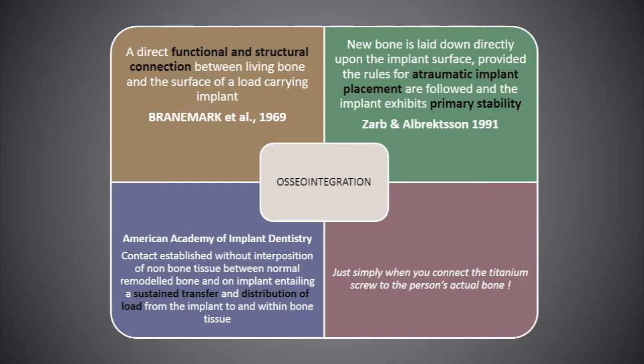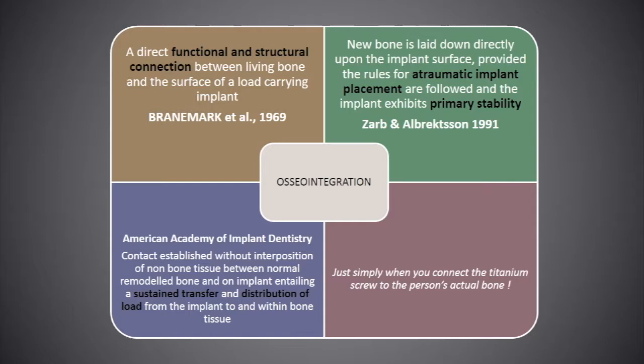Later in 1991, another definition was provided by Zarb and Albrektsson. They proposed that osseointegration was a process where new bone is laid down directly upon the implant surface, provided the rules for atraumatic implant placement are followed and the implant exhibits primary stability.